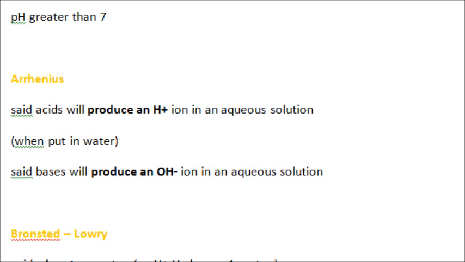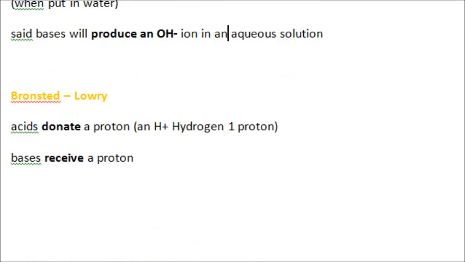So that's Arrhenius. And then these other two guys, Bronsted and Lowry, said acids are going to donate a proton, which is the same thing as an H plus ion. So they're going to give it to a different element or compound.